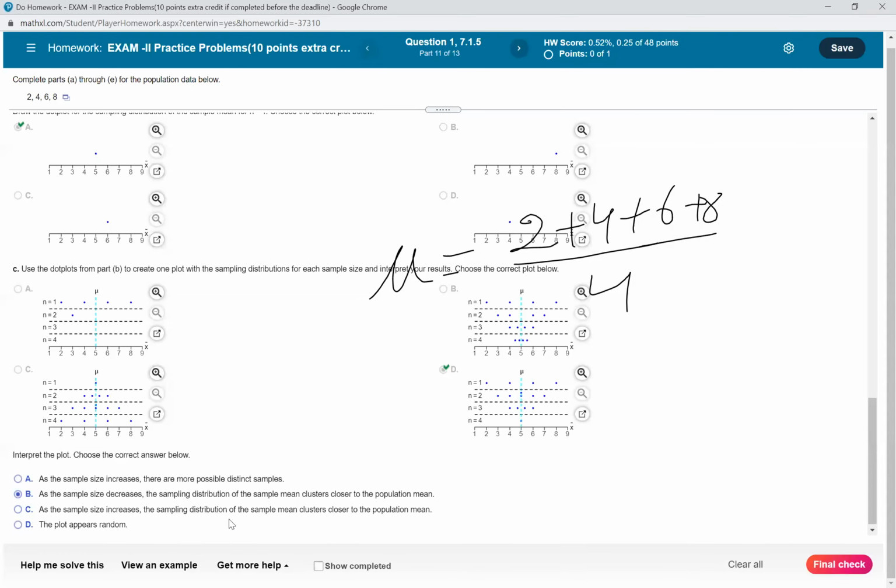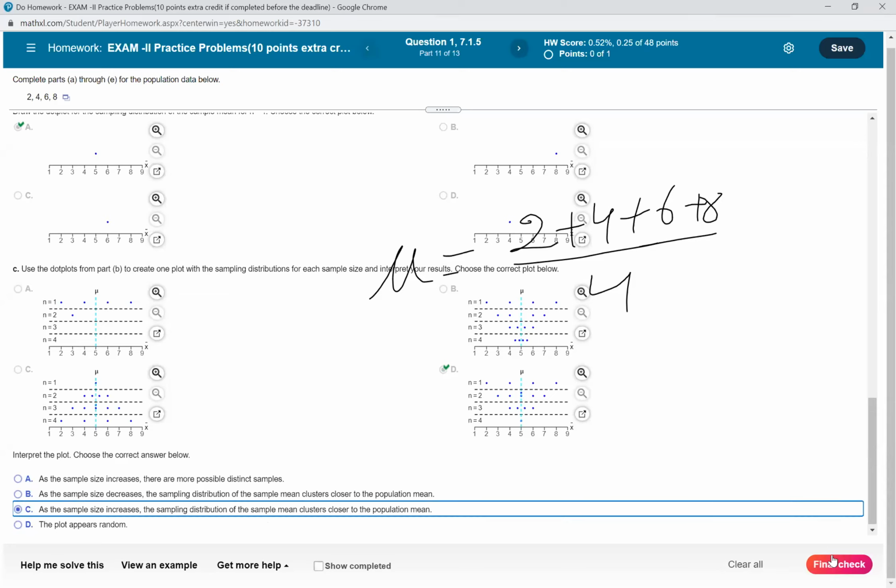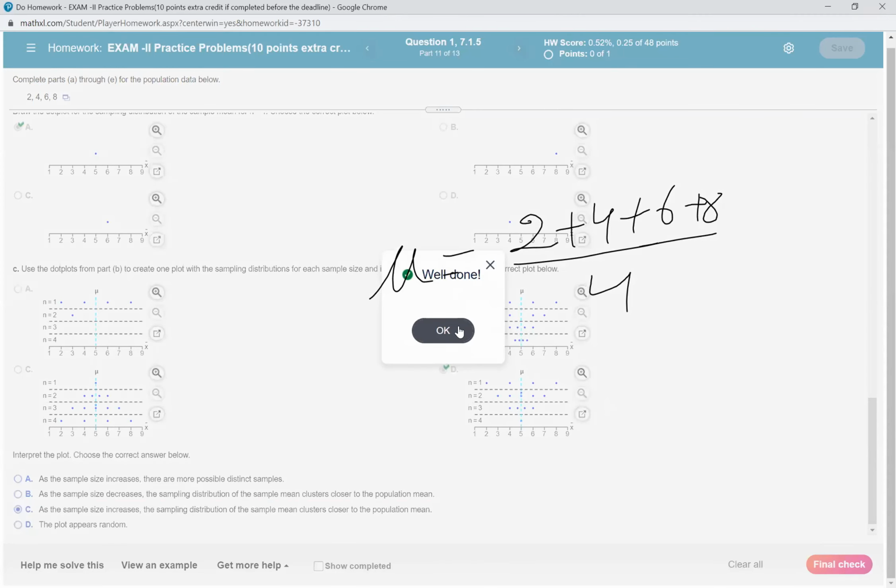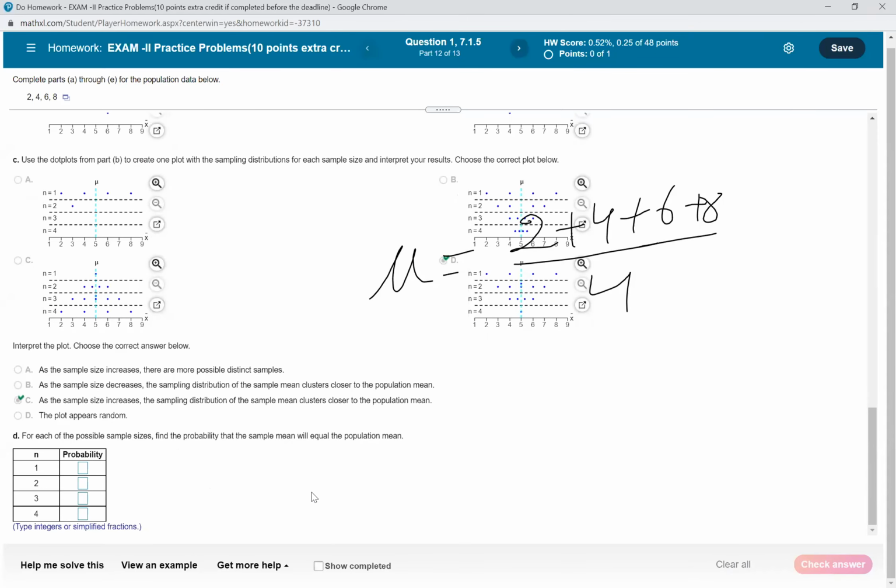So this one should be the correct answer. Oops, this is not correct. The sampling distribution of the sample mean clusters closer to the population mean. Oh, sorry, as the sample size increases. I said decreases, but it should be sample size increases. Yeah, so that's correct.